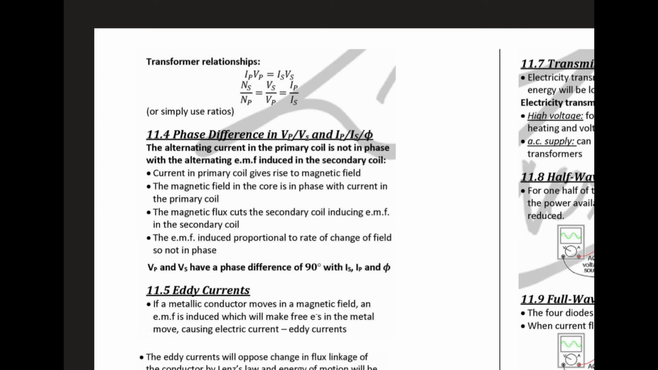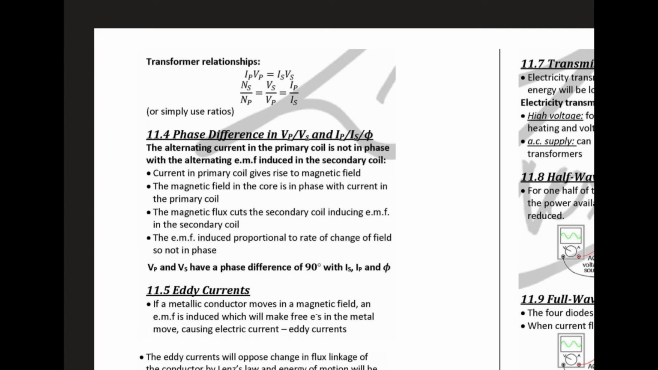Okay, so on this page you can see the formulas that I mentioned just now. First we have IPVP equal to ISVS. That means the input power equals the output power. And the second formula I also discussed already. The NSVS is on the same side, but for current it is at the bottom. NPVP at the bottom, but IP on top. Okay, so let's move on first.